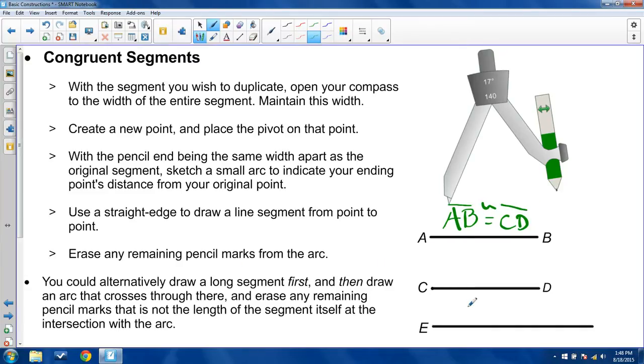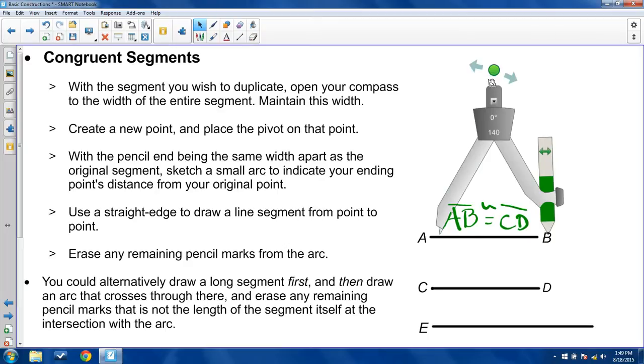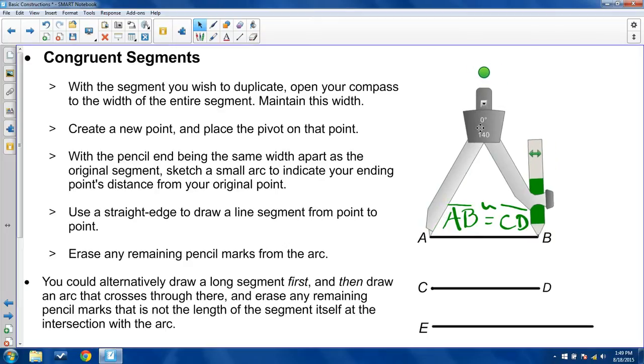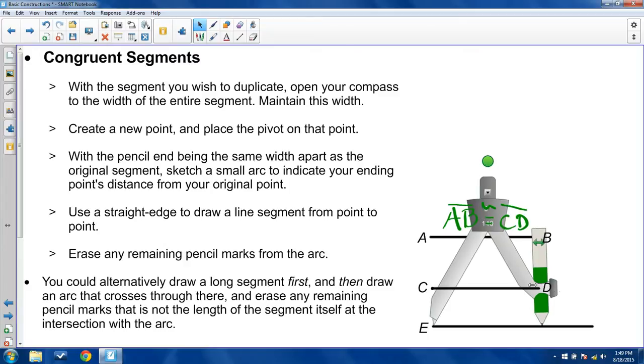Alternatively, what you could do is draw a segment very long to begin with, like this segment starting at E, and it could end somewhere. And what you're going to do now is take that compass right here, make sure it's the width that you wanted it to be, matching up just like that, bring it down here, and then draw that arc. Now as I draw the arc, I know where I want my cutoff to be.